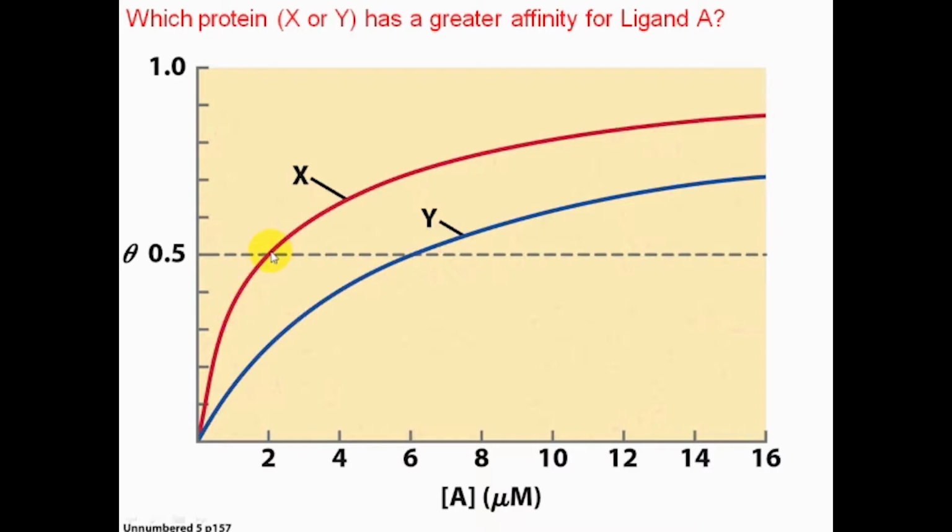Protein X has a greater affinity for ligand A because it needs less ligand to have its binding sites half full. And so if you think of the binding site as a magnet that attracts the ligand, the magnet or the binding site of protein X is going to be stronger than the magnet in the binding site for Y. Or in other words, X has a greater affinity for its ligand than Y does.